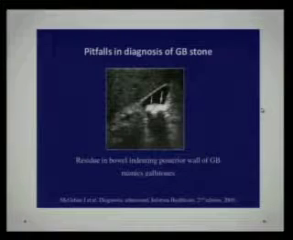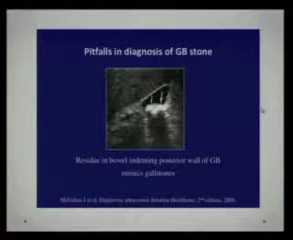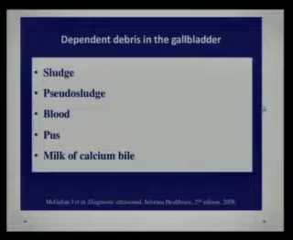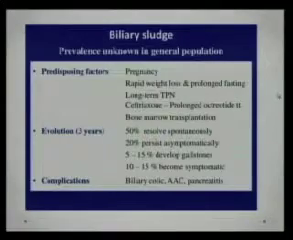So, pitfalls in diagnosis of a gallbladder stone. Residue in the bowel indenting the posterior wall of the gallbladder can mimic a gallbladder stone. We see it all the time. We don't know whether we're looking at a gallbladder calculus or the anterior wall of the duodenal bulb. We don't know what that shadow is coming from. All right, let's talk about a few other contents of the gallbladder lumen that could be sludge, pseudosludge, blood, pus, and milk of calcium. Biliary sludge.